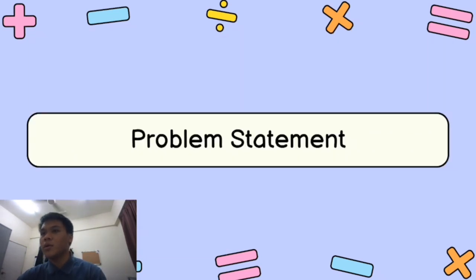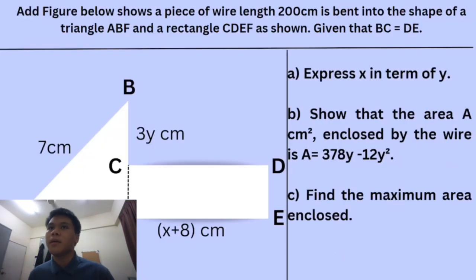Okay, we're going to look at a question. The figure below shows a piece of wire of length 200 cm bent into the shape of a triangle ABF and a rectangle CDEF as shown. Given that BC is equal to DC. For part A, express x in terms of y. So now I'm going to let my friend Muhammad Daniel Hafiz tell us about the solution.